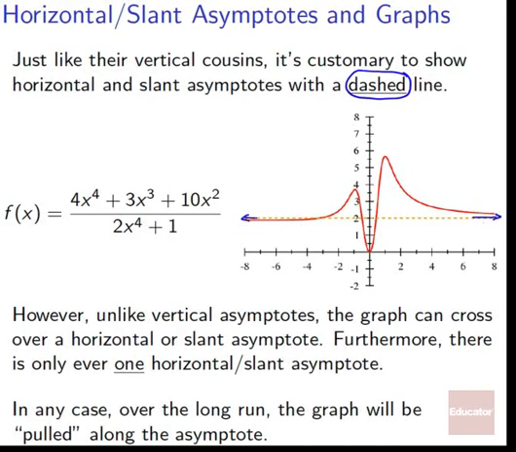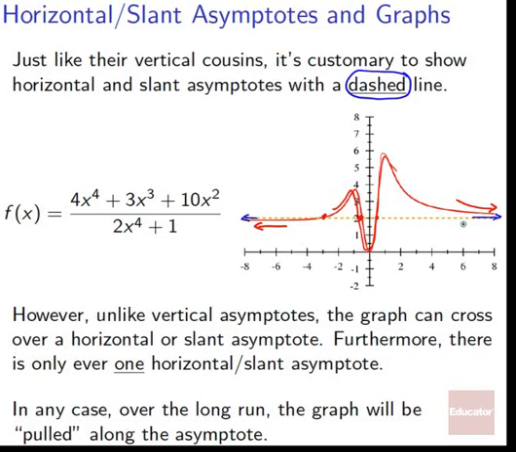And so over the long run, our graph gets pulled towards this. Now notice that in the middle, it has a behavior that's totally different. It has this interesting behavior in the middle. So unlike vertical asymptotes, the graph can cross the horizontal asymptote. It's allowed to actually cross over that horizontal or slant asymptote.